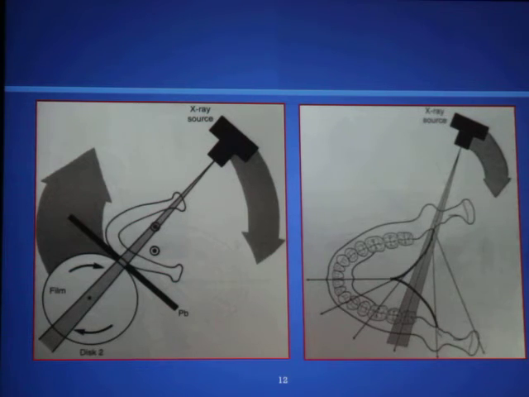And as they rotate around the object, which is the jaw in our case, it rotates along with the film on the other side at the same speed, and it takes the image of the object onto the film, and it makes a two-dimensional panoramic image first.